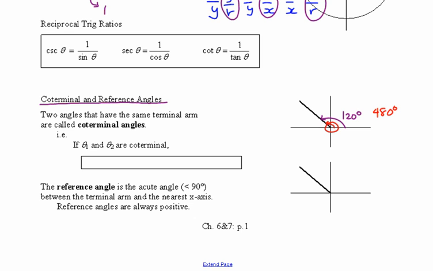What's the reference angle? 60. So our reference angle by definition, guys, is always an acute angle. What does acute mean? Less than 90. So it's the acute angle from the x-axis.